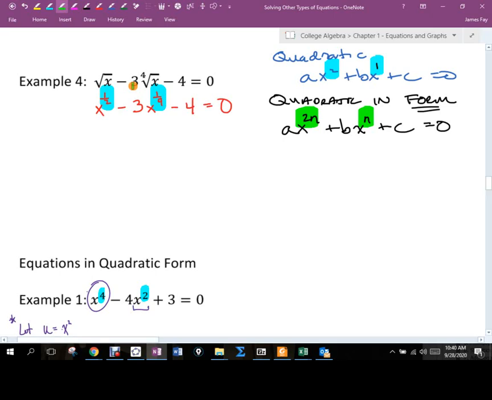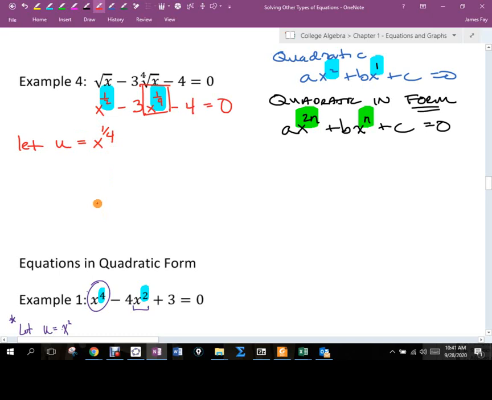So we're going to redefine our terms. Okay, you're going to come down. When you recognize that this is of quadratic form, you're going to let u equal. Now you only choose the variable component of your middle term. So I'm going to let u equal x to the 1/4.